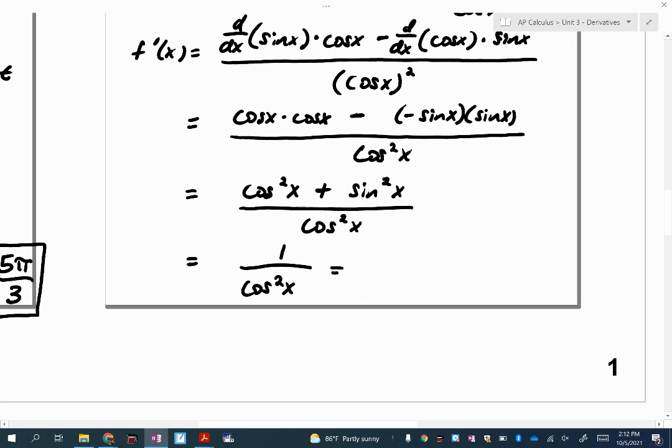And this is just a reciprocal, 1 over cosine squared. We can do the reciprocal of 1 over cosine, and the reciprocal of cosine is secant. So the derivative of tangent of x is secant squared x. Again, you don't have to know how to do this. I'm just showing you how we can use our understanding of trig from last year and what you just learned about the quotient rule to find it out.